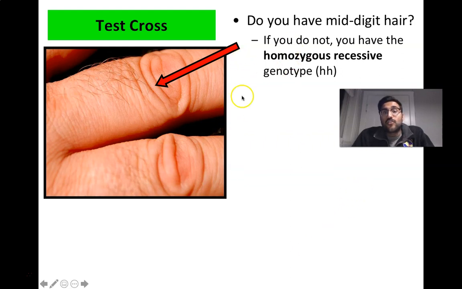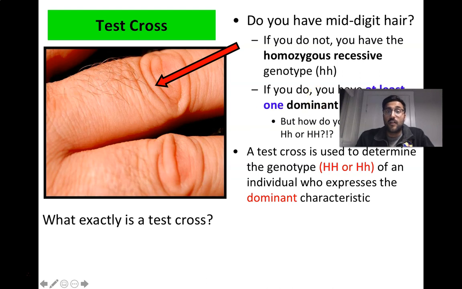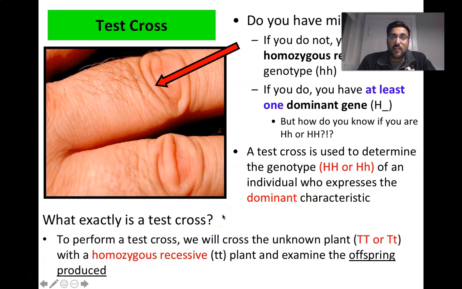And so if you're not sure, you do a Testcross. This is important for people who are breeding cows or dogs or something. You want a purebred. You don't want to be breeding something that isn't pure even though it looks pure. So you're going to do a Testcross to figure it out. A Testcross is used to determine the genotype of an individual who expresses the dominant trait. So what is a Testcross? To perform a Testcross, we will cross the unknown plant with a homozygous recessive little t plant, or whatever. It could be a dog, cat, sheep, cow, doesn't matter.